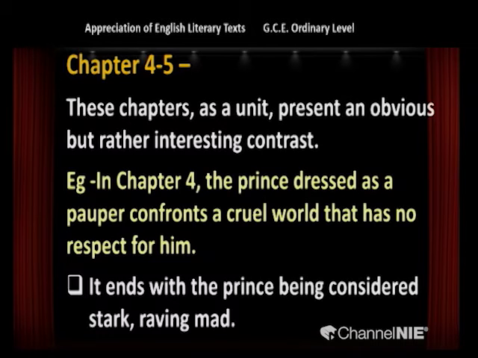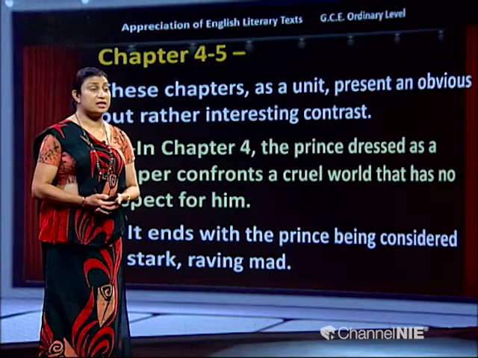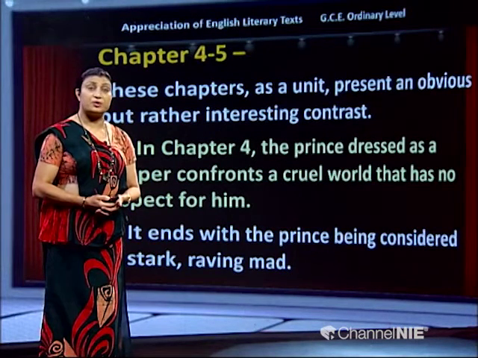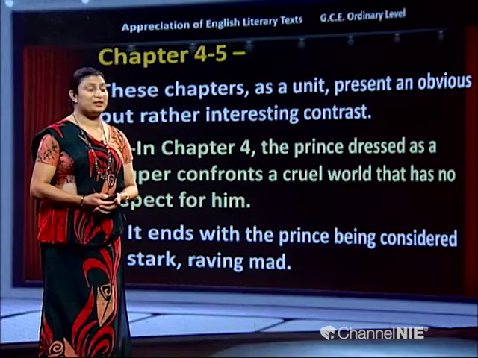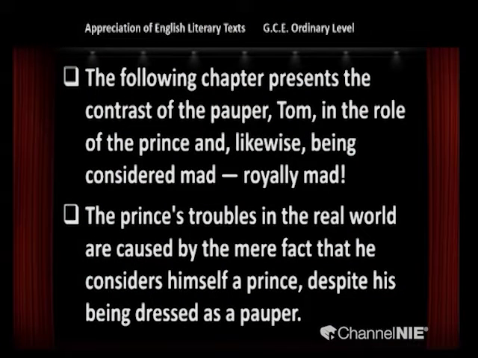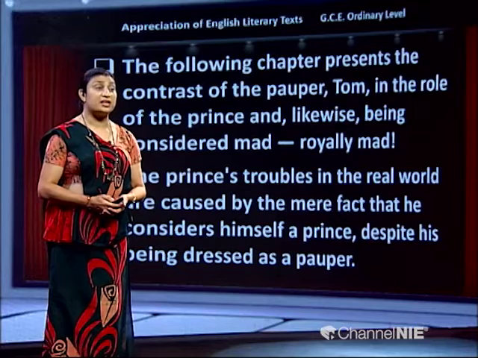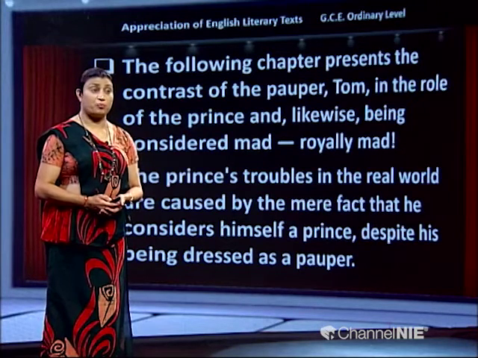In chapter 4, the prince dressed as a pauper confronts a cruel world that has no respect for him. So, he has never experienced such kind of society before. It ends with the prince being considered stark, raving mad. Again, throughout the novel, you find the motif of madness. The following chapter presents the contrast of the pauper, Tom, in the role of the prince, and likewise being considered mad. Again, the motif of madness.